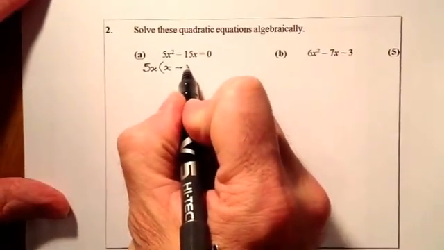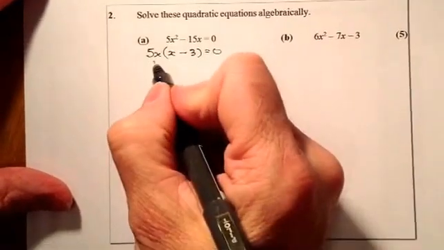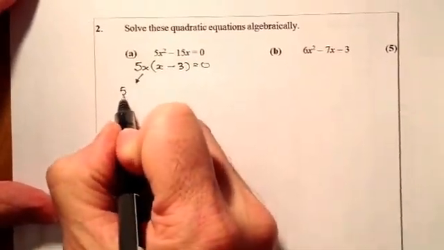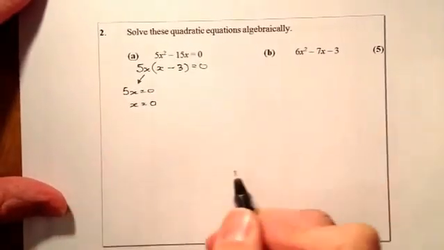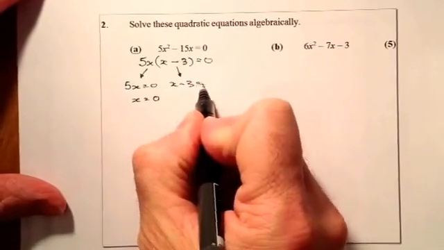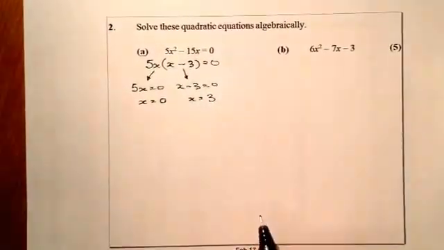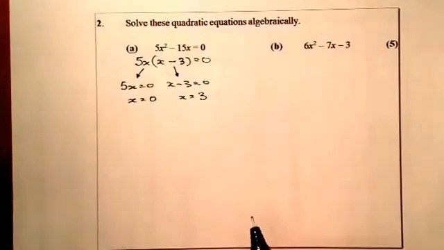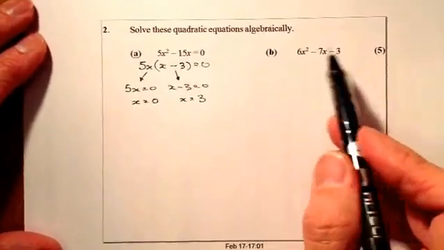and in here I'll have 3, and that equals 0. So from this side here I've got 5x equals 0, so x will equal 0. From here I've got x minus 3 equals 0, so x will equal 3. So that's that solved. Over on the right hand side here I have a trinomial.